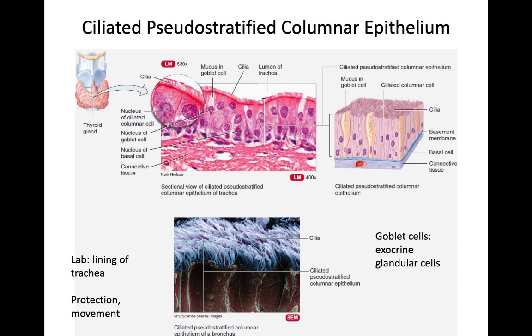Ciliated pseudostratified columnar epithelium is epithelium that looks like it's stratified, but it's not really. If you look at each of these cells, even though there looks to be two layers of nuclei, they all attach to the basement membrane. So we call them pseudostratified because they're kind of fake stratified. This type of epithelium is also associated with goblet cells. You would find ciliated pseudostratified columnar epithelium in the trachea and other areas in the respiratory tract.